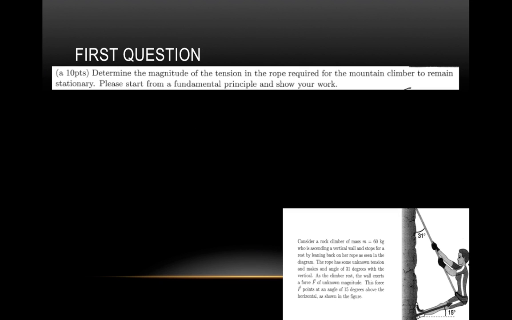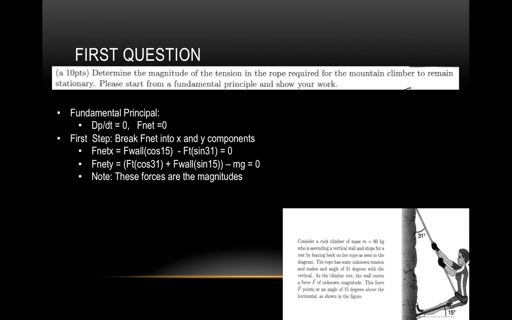And here, sure enough, the first question asks us to determine the magnitude of the tension in the rope to remain stationary. And it wants us to start from a fundamental principle, so we will do that. The fundamental principle here is dp/dt equals 0, same as Fnet is equal to 0. So first step, we're going to break Fnet into the x and y components. Here I have determined that to the right is positive and to the left of the climber is negative.